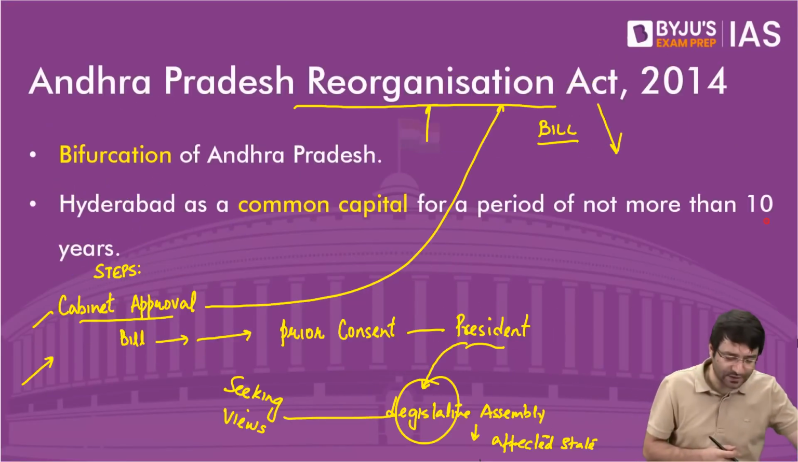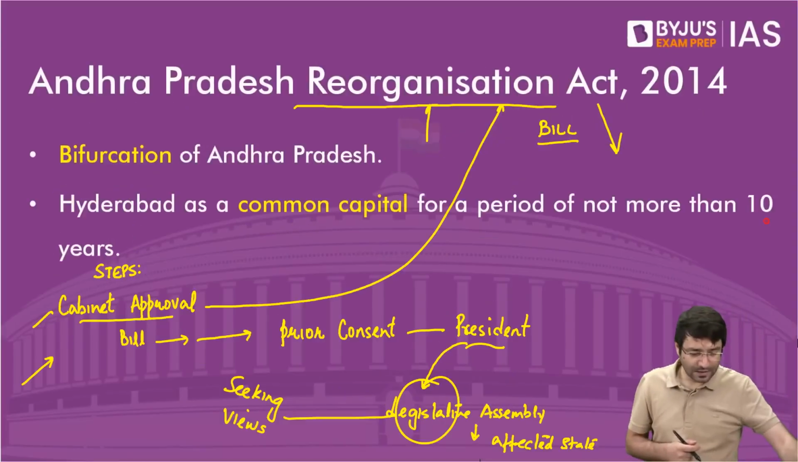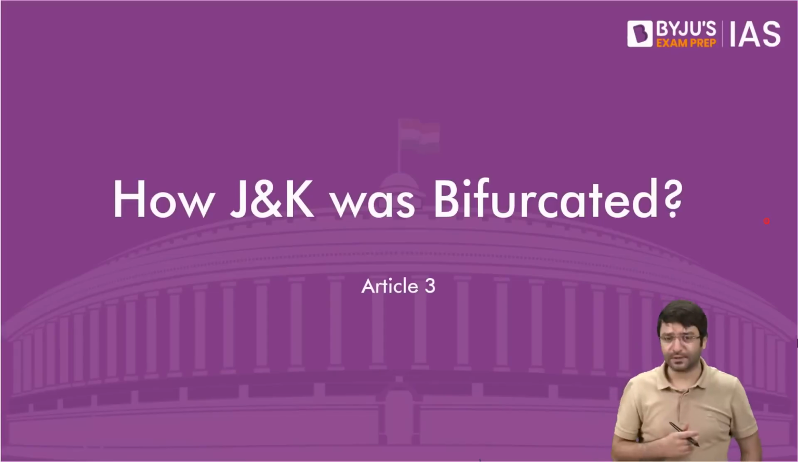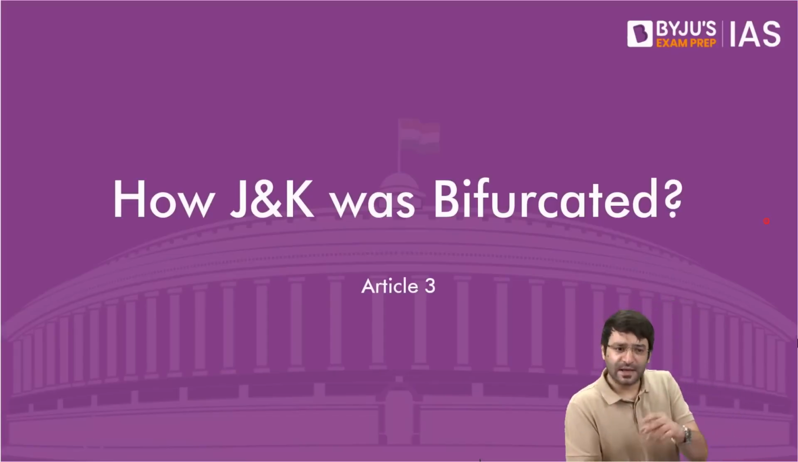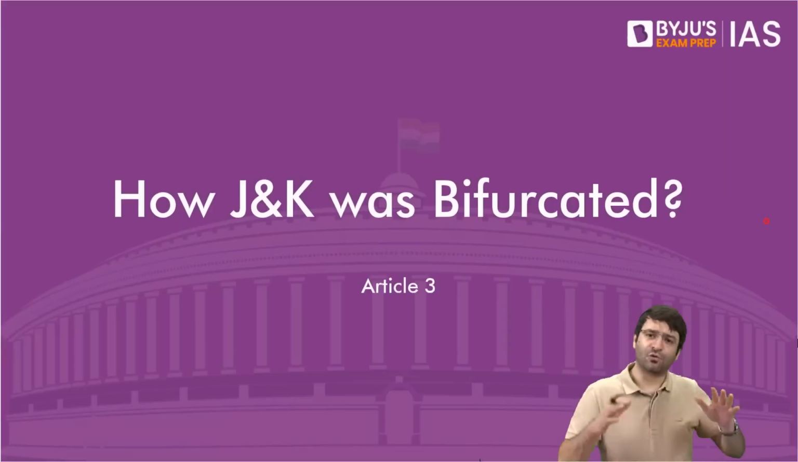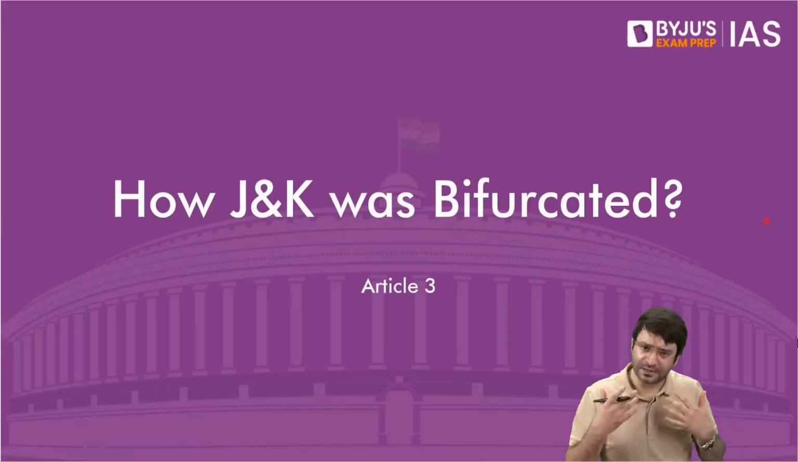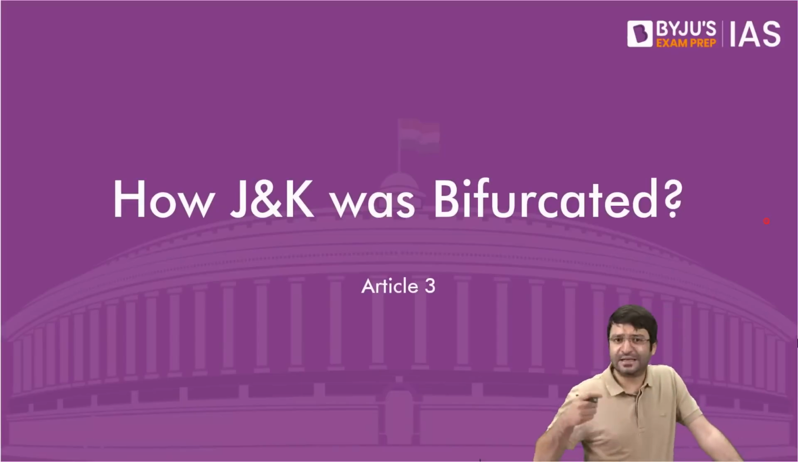But then we also need to understand how Jammu and Kashmir was bifurcated. Why? Because this is the latest reorganization which has taken place, and this reorganization is under challenge before the Supreme Court. The hearing of this case has been completed. Now this judgment has been reserved, which basically means all the arguments have been completed. The court, a 5-judge bench of the Supreme Court, has heard all the matter, and now it is writing its judgment right now. And very soon, the Supreme Court will announce the verdict.